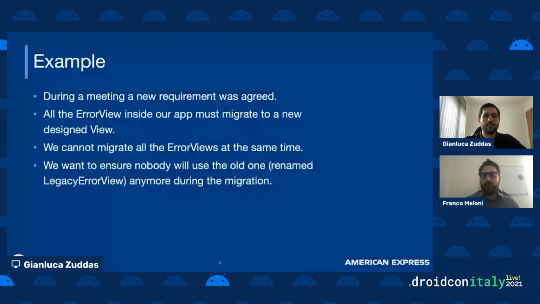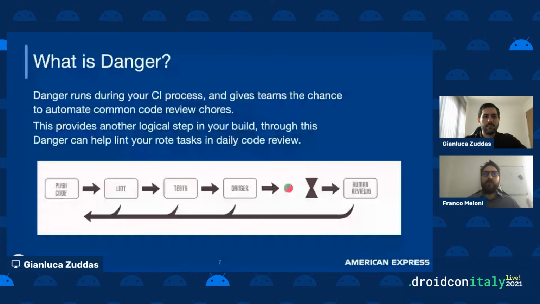A possible solution to the problem is Dangerjs. First of all, what is this Dangerjs tool? Dangerjs is a customizable tool which runs during your CI. It is a new logical step on your CI where you can automate all the common things that your team usually checks during pull requests. So it gives the reviewer more focus on the actual PR changes instead of having to enforce the standards.